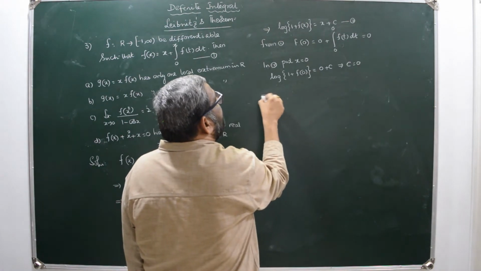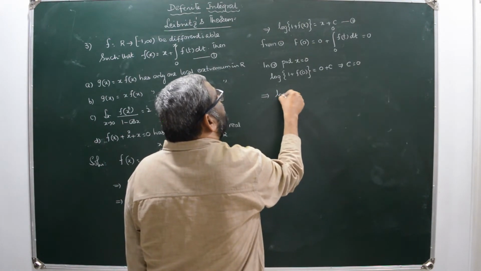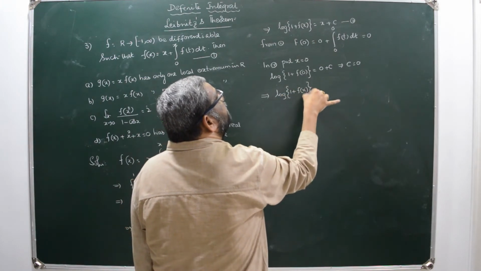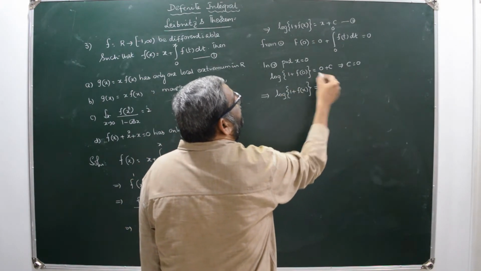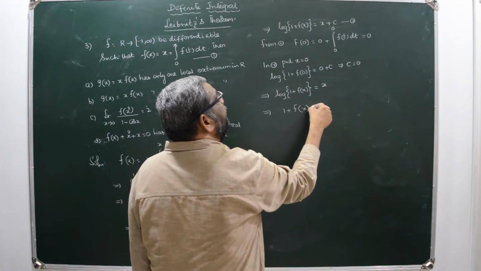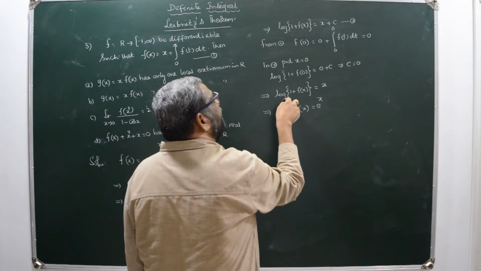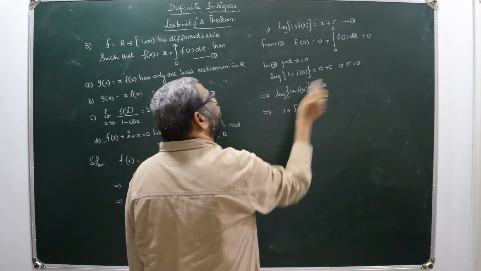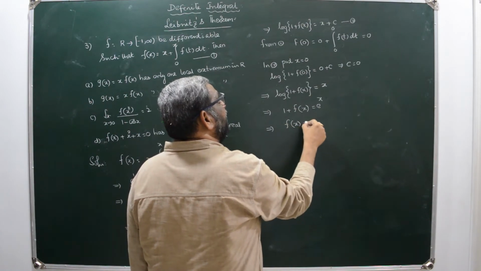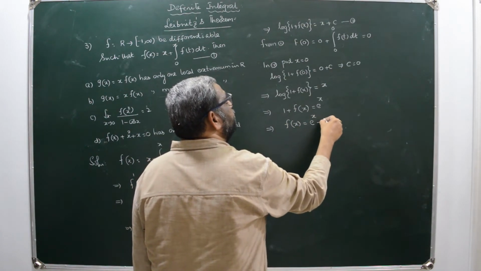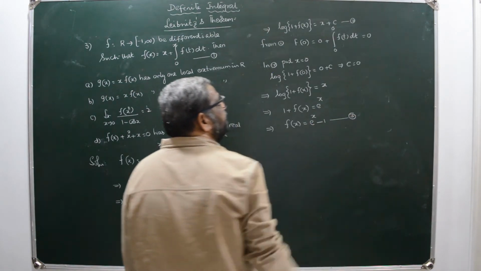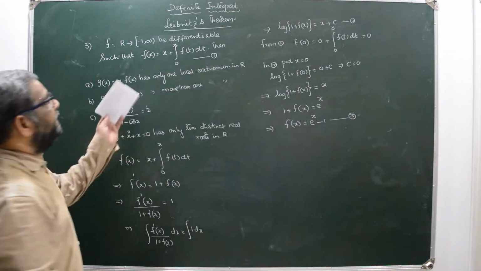It implies log of 1 plus f of x is equal to x. This implies 1 plus f of x is equal to e to the power of x, because there is no base mentioned here, we can take e. So f of x is equal to e to the power of x minus 1. This is the function f of x. You can call it 3. Now we will verify the given options.